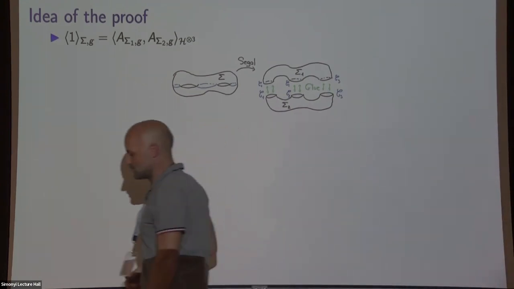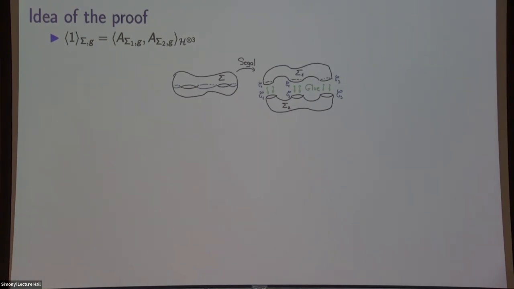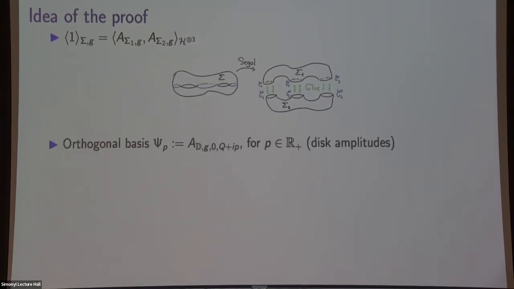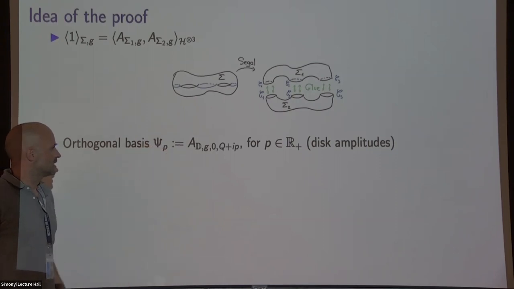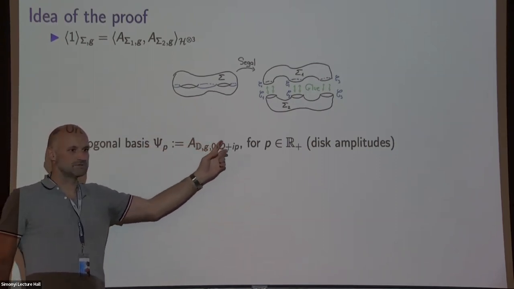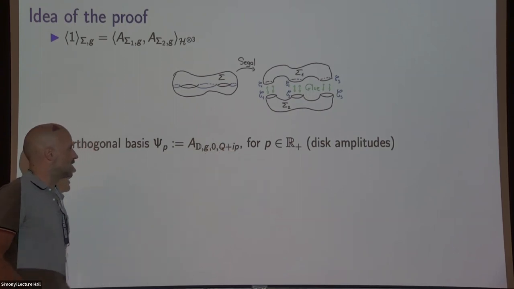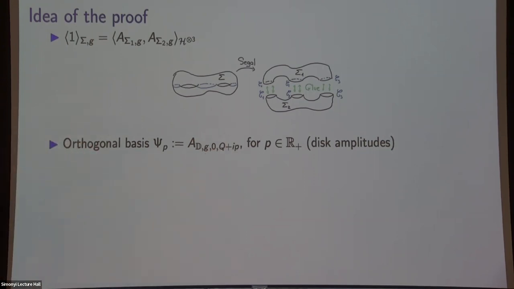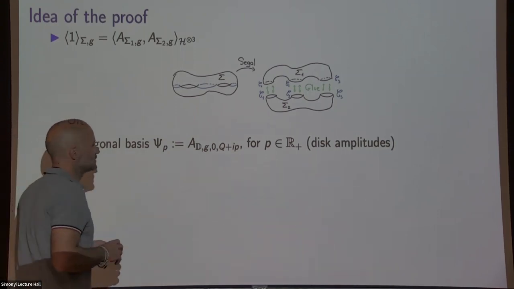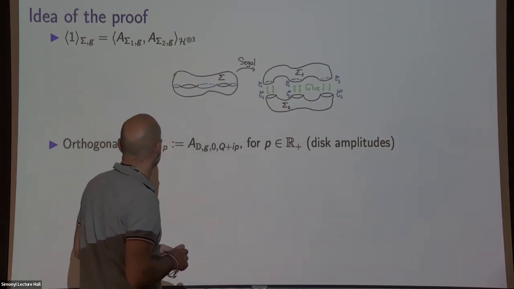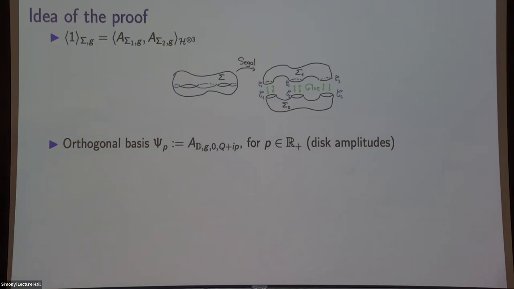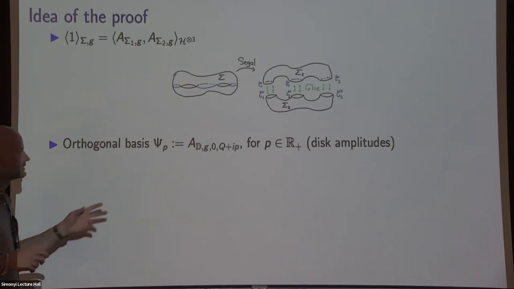Okay, so imagine I can find a basis of my Hilbert space, I call this family psi p, which is made up of this amplitude with special values of the weights here. Instead of having a real weight, I take a complex weight, but let's imagine that I can find this amplitude. This is an orthogonal basis for the L2 theory of the boundary, right? Orthogonal for what space? You have an inner product space, Vincent. Corresponding to the boundary. Yes, correct.